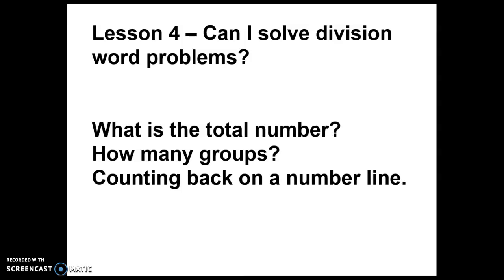What is the total number? So look in the question, see if we've got that total number there. It is going to be the biggest number. And when we write a division number sentence, that is the number that goes first.